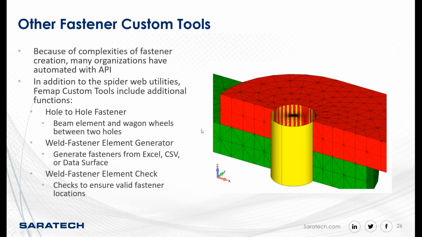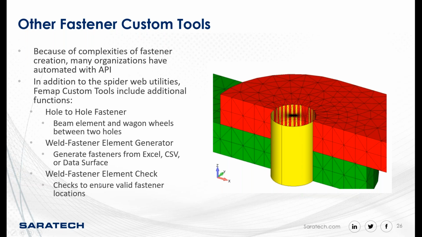I mentioned the spiderweb of API, so there are some other ones. There's the hole-to-hole fastener, which I said earlier will actually create 2 wagon wheels for you automatically, 2 spiderwebs automatically, and connect them up with a beam element in one operation, which is nice. There's also a weld and fastener element generator, which will generate CFAST elements or the similar C-weld elements based on Excel or data surface input.